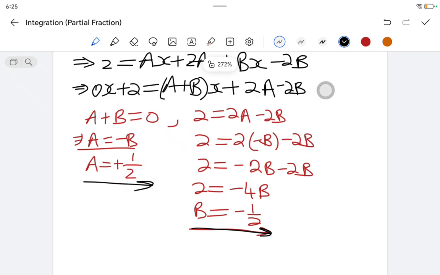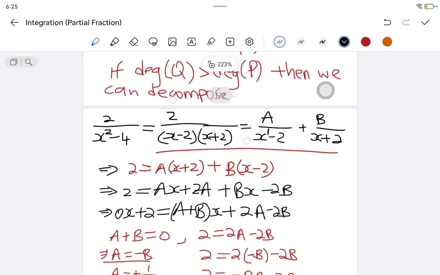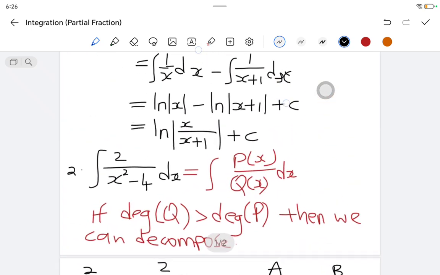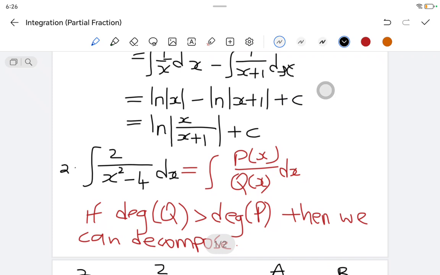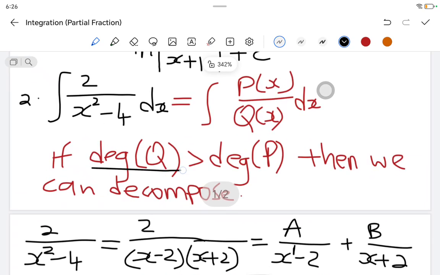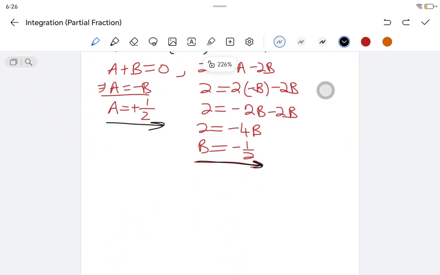You see, right? So I told you that whatever you get, mostly the answers are the same. You get the same thing. The difference is the sign in most cases. If we check again, I said that we have the integral of 2 over x squared minus 4, and we look at which one is p of x, which one is q of x, and if the degree of the denominator is greater than the degree of the numerator, it means that we can decompose, right? So we did decompose.